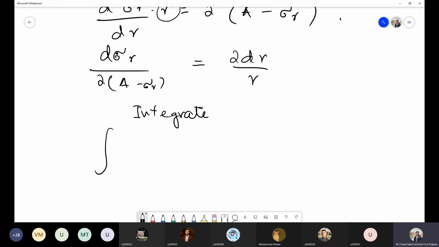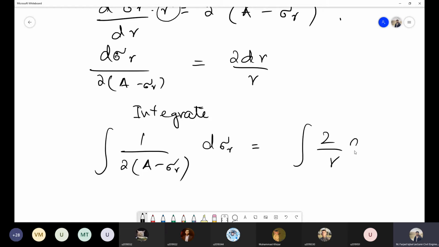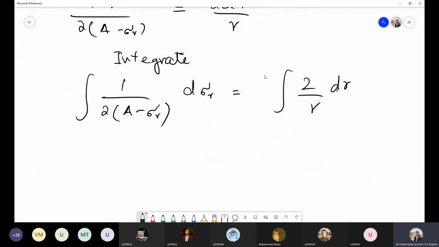Now, if I integrate this equation, I am going to get this sort of form: 1 over 2 into A minus sigma r into d sigma r, and on the right side we have 2 over r into dr. Now can anyone tell me what will be the integral of this particular equation on the left side?